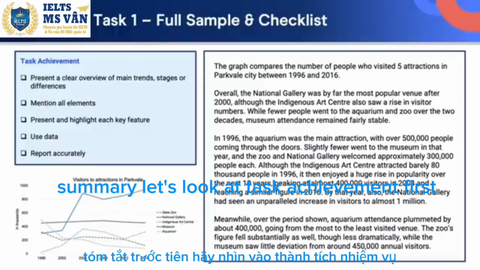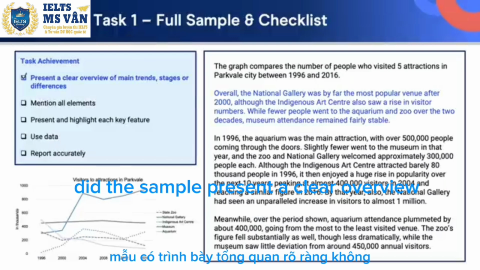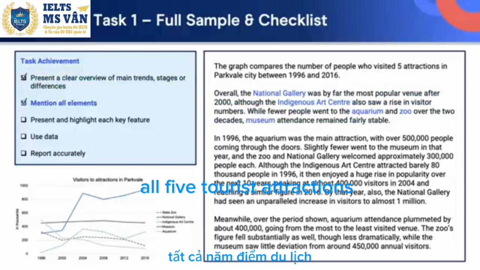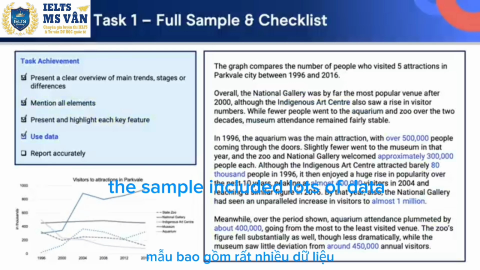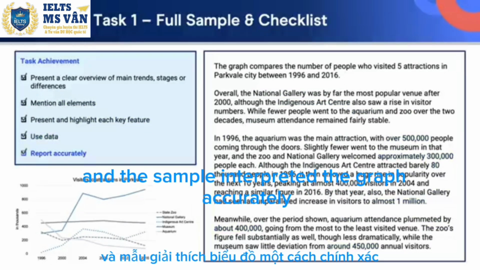Let's look at task achievement first. Did the sample fully answer the question? Did the sample present a clear overview? Yes. Were all elements mentioned, all 5 tourist attractions? Yes, they were. The sample highlighted each key feature. The sample included lots of data and incorporated it skillfully into our sentences. And the sample interpreted the graph accurately.